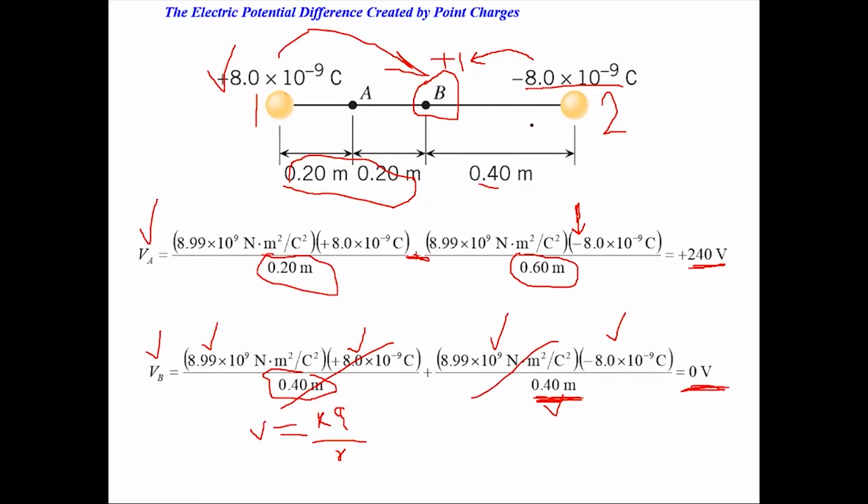So this 0 means this plus 1 does not move anywhere. That's what it indicates. This plus 1 just stays there. It doesn't move anywhere because there is equal attraction and repulsion. That's what it means.